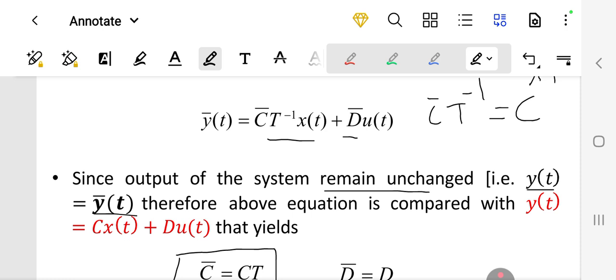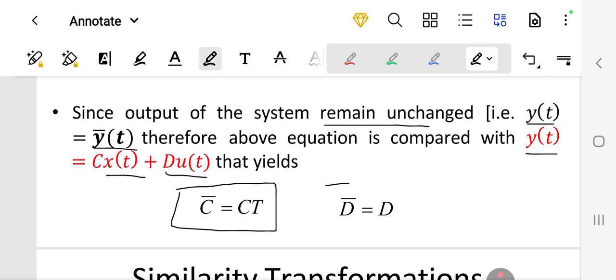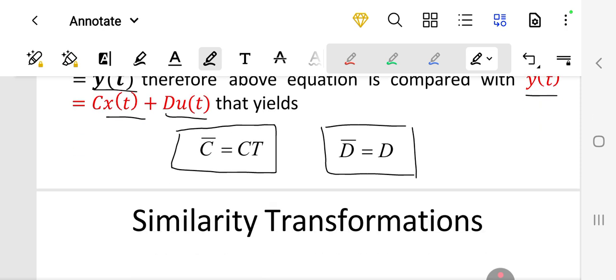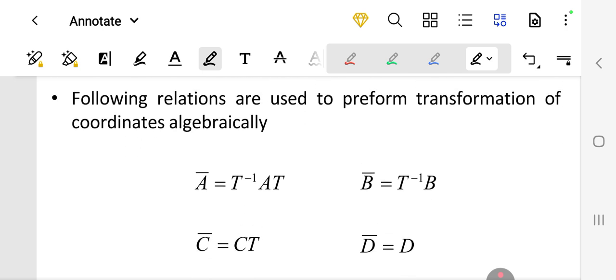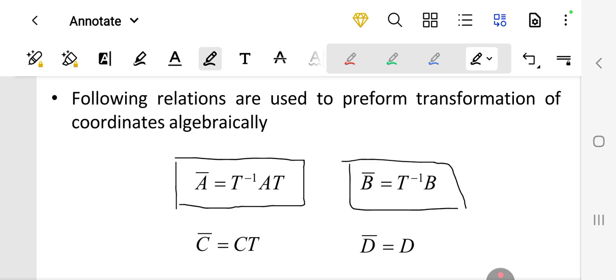The outputs are the same and unchanged, y equals y hat. Therefore, in the equation of y, which is Cx plus Du, we can compare the coefficients. C will be equal to C hat T inverse. Then we obtain C hat equals CT and D equals D hat. Therefore, we have obtained all the new matrices for the new state space model. The relations to perform the transformation of coordinates algebraically are: A hat equals T inverse A T, B hat equals T inverse B, C hat equals CT, and D hat equals D.